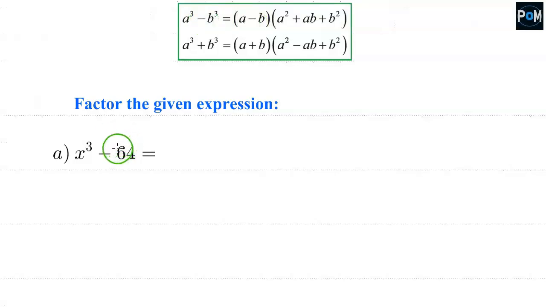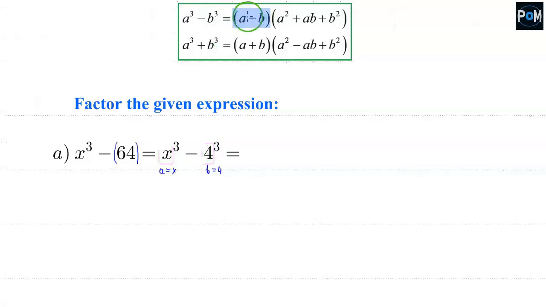All we need to do is notice that 64 is the same as 4 to the power of 3. So we can write it like this. It's the same as x to the power of 3 minus 4 to the power of 3. In the formula, there is a cubed minus b cubed. So in our case, a equals x, and b equals 4.